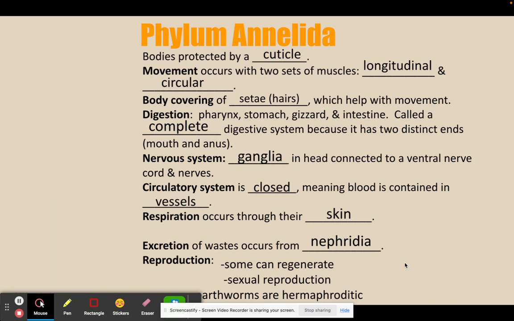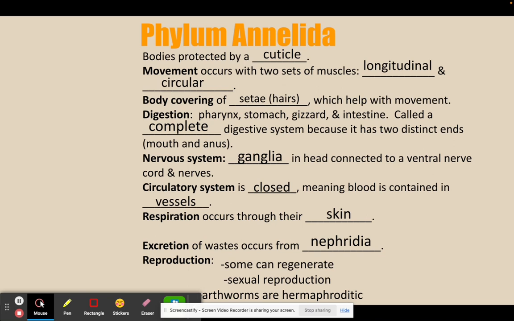So once again, this is going to be all of the information. If you're not in class today, just go ahead and pause this so you can get all of the information down on your note sheet. This should be the last phylum on your note sheet, and that is the phylum Annelida. So pause now if you need to get this information down.